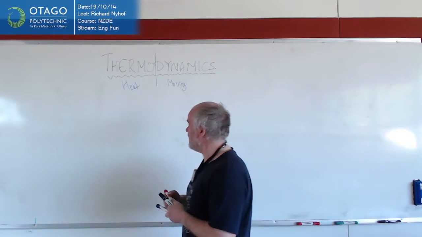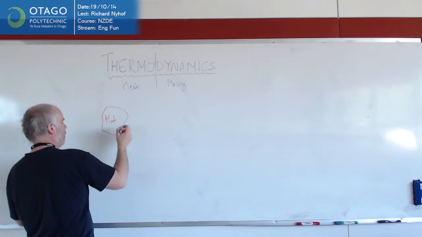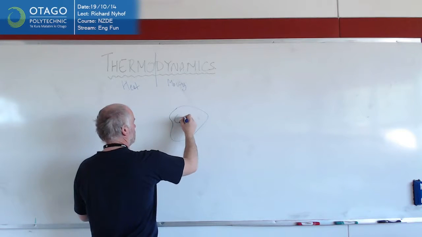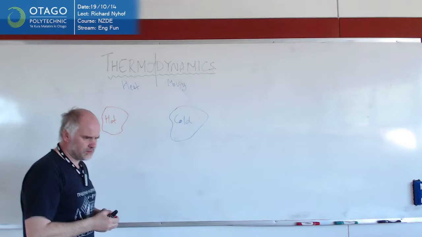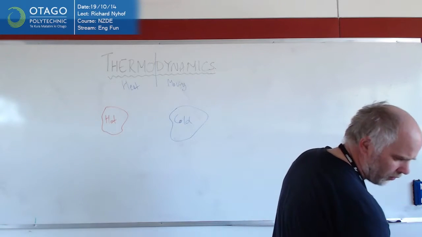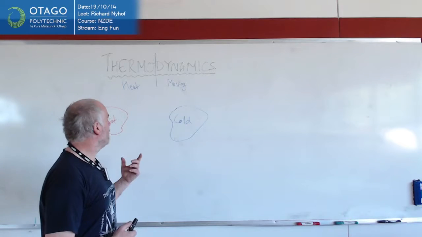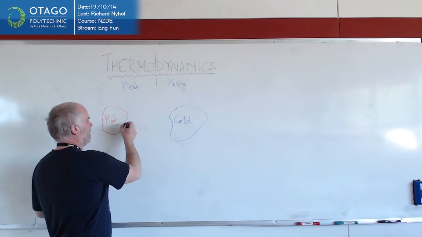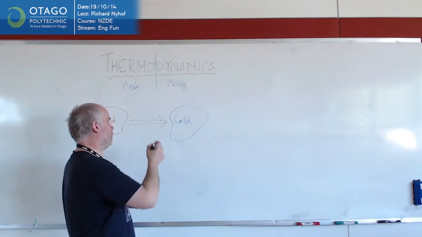So basically we have a situation where we have something which is hot, or at least hotter, and something which is cold, or colder than the hot one anyway. And the Zeroth Law of Thermodynamics tells us that if these two things are in thermal contact, and that just means that somehow heat can get from one to the other, then the heat will flow, unsurprisingly, from the hot one to the cold one.